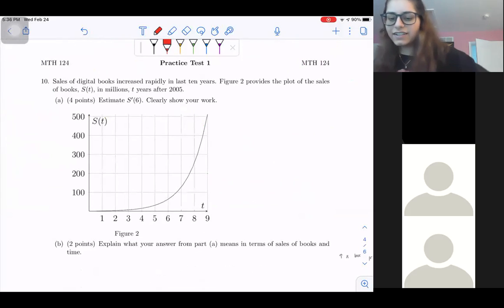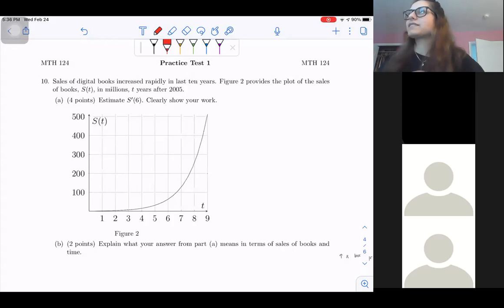All right, number 10. Sales of digital books increased rapidly in the last 10 years. Figure 2 provides the plot of the sales of books, S of t, in millions, t years after 2005. Estimate the derivative of S at 6. Clearly show your work.